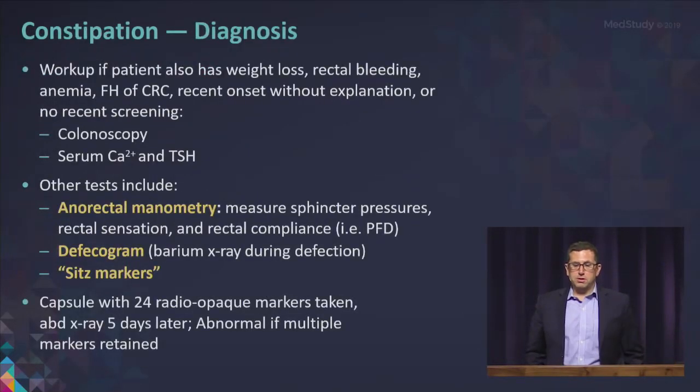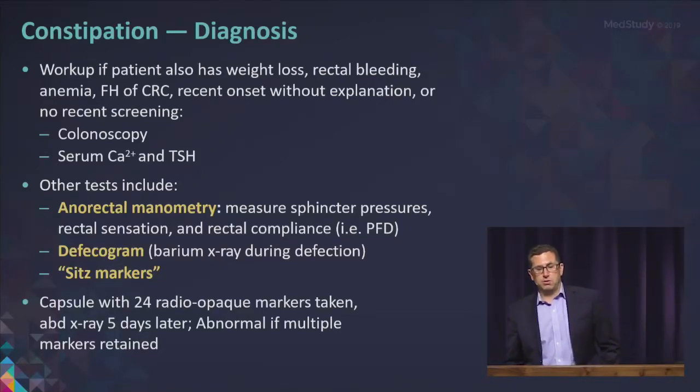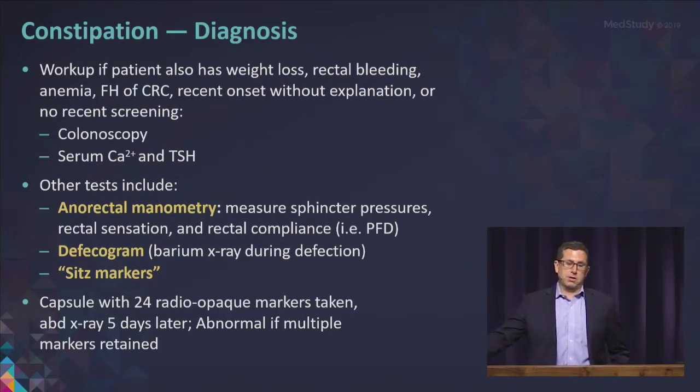So with regards to diagnosis, if the patient has concerning symptoms or signs, weight loss, rectal bleeding, anemia, a family history of colorectal cancer, or recent onset without explanation, or no recent screening, you're generally going to want to send that patient for a colonoscopy to make sure that there's no cancer present. You're also going to want to check a serum calcium and a TSH level.